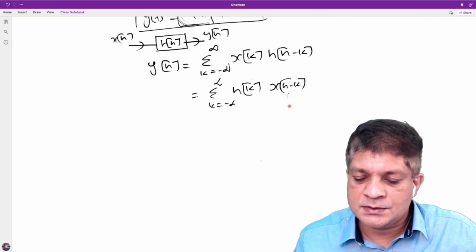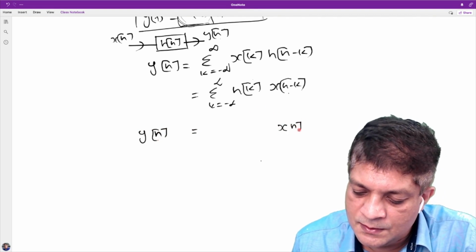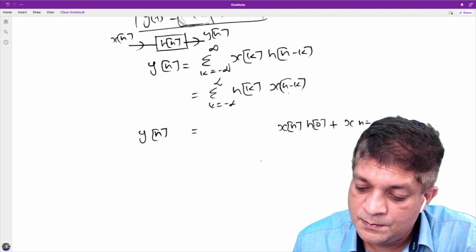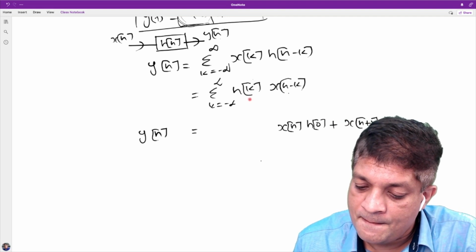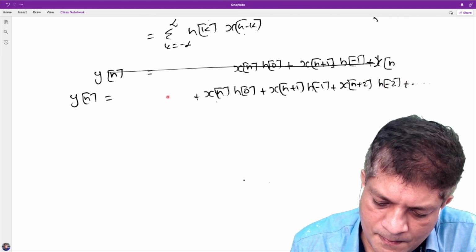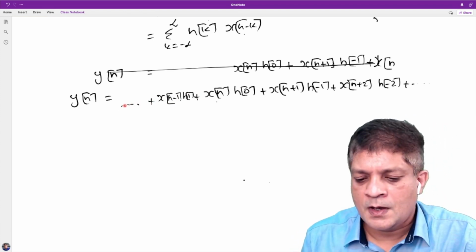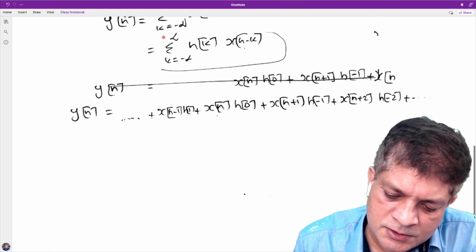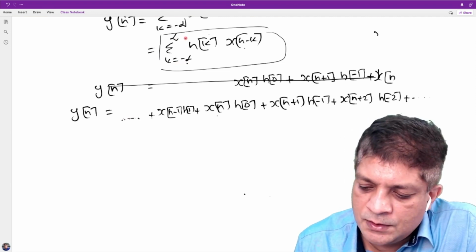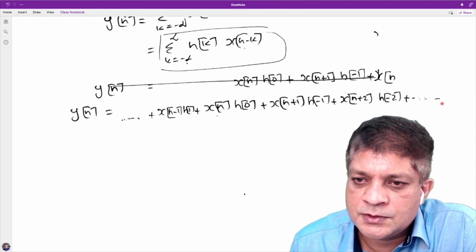Now I am splitting the summation. On the left hand side it is y[n]. So here it is x[n] h[0] plus x[n plus 1] h[minus 1], and so on. This is the convolution summation, and I am expanding it like this. There are infinite number of terms because k goes from minus infinity to infinity. So I have written here 1, 2, 3, 4 terms. There are terms on both sides.